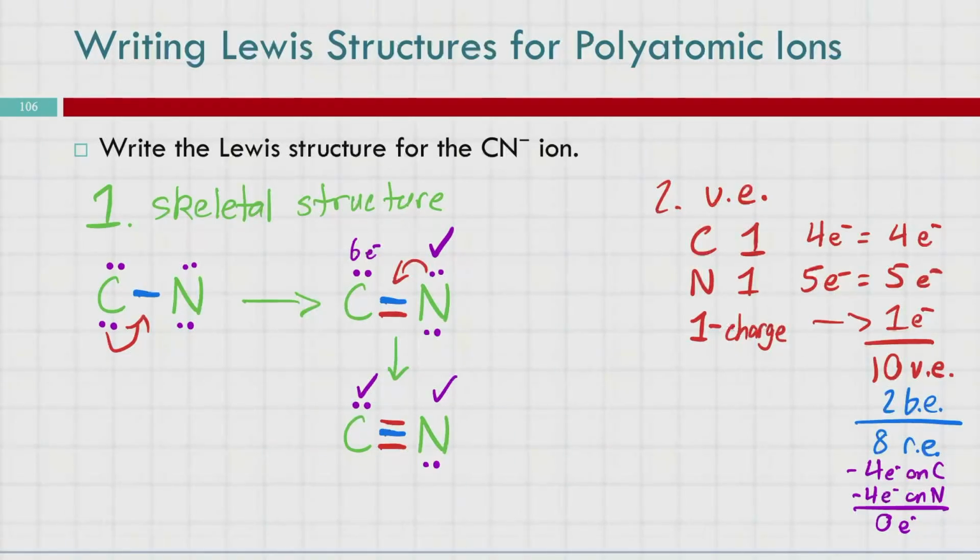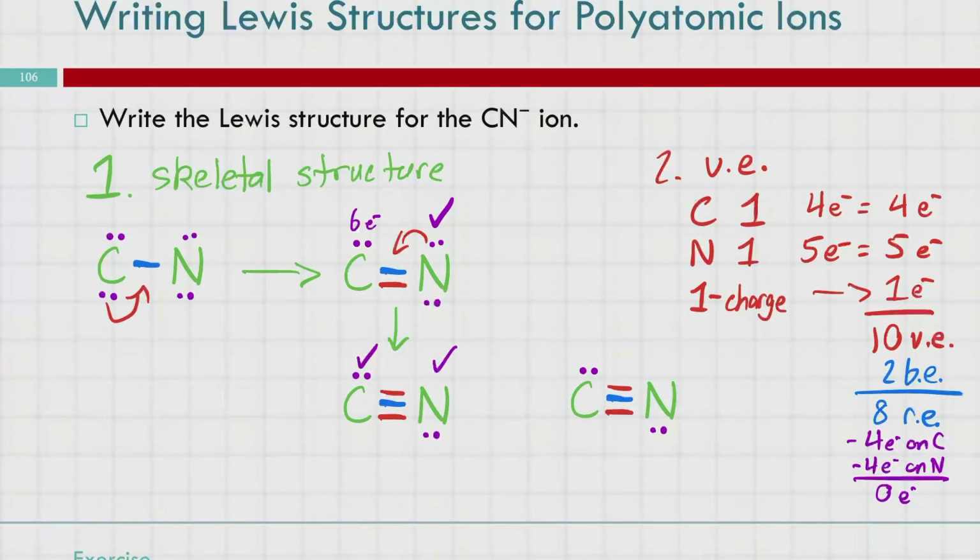So in order for this to be a complete Lewis structure, it needs to have brackets and a 1 negative charge in the upper right-hand corner outside the brackets, because it's an ion. Any questions? So for ions, we have to add or subtract based on the charge. We also have to remember our brackets. And we'll take our break.